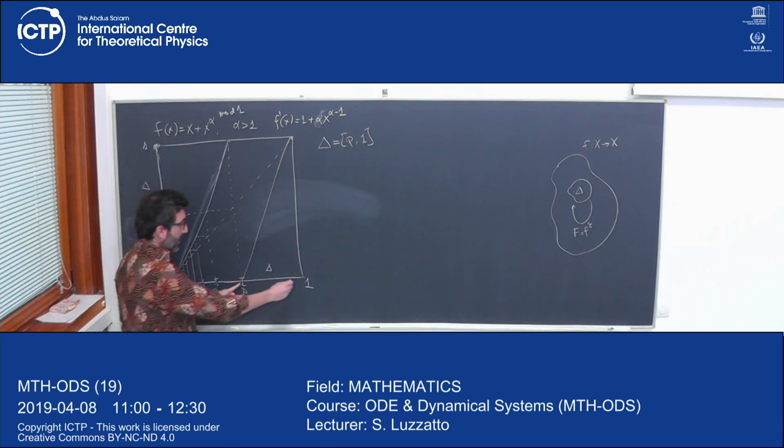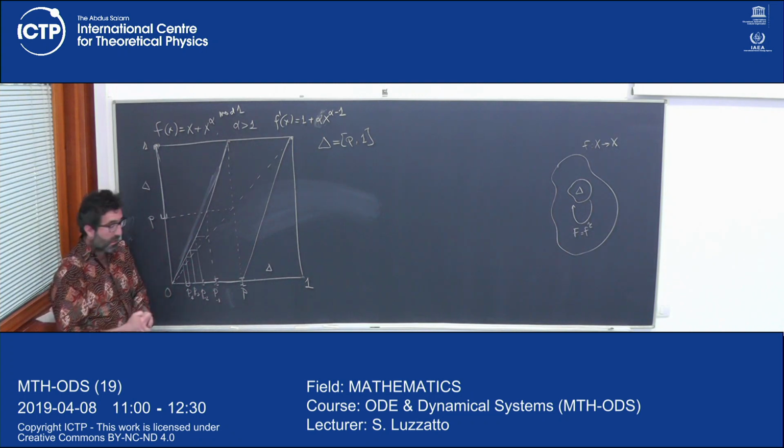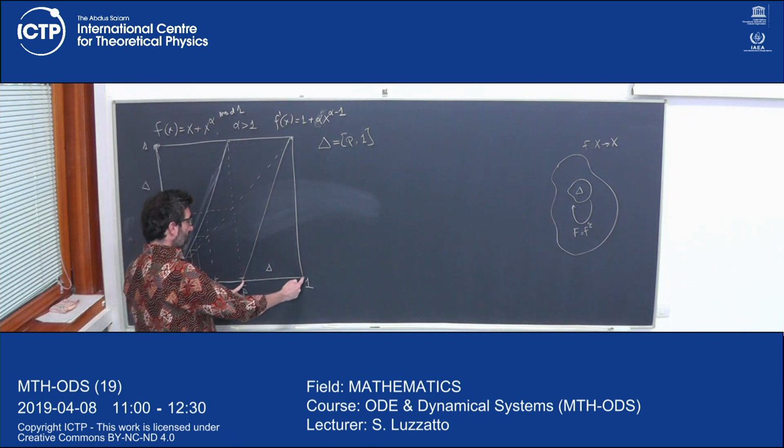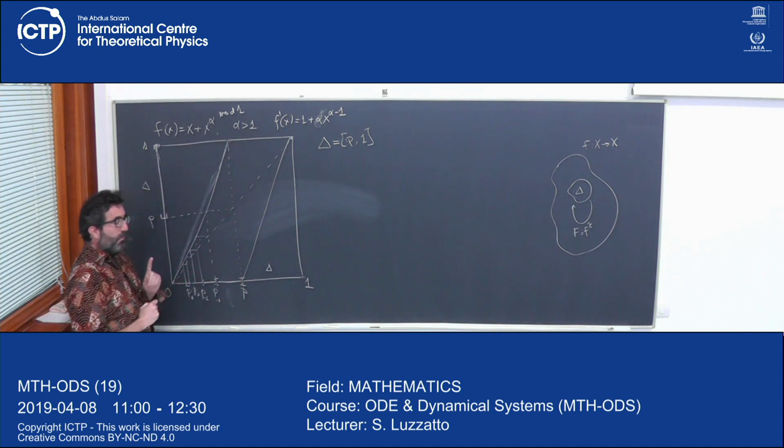Now, what is the image of delta? We look at points of delta and look at their images. What is the image of delta? 0, 1. Exactly. So this means that there are some points of delta which come back immediately to delta. Which points are those?